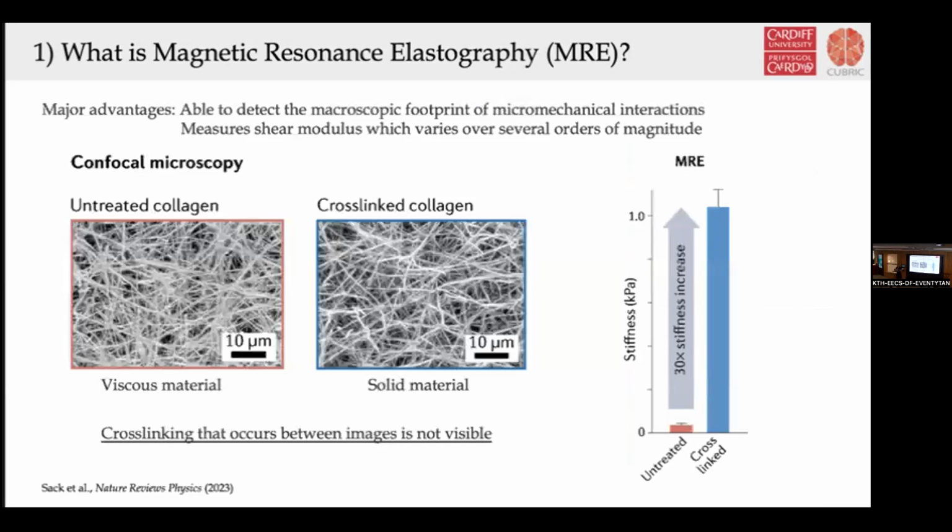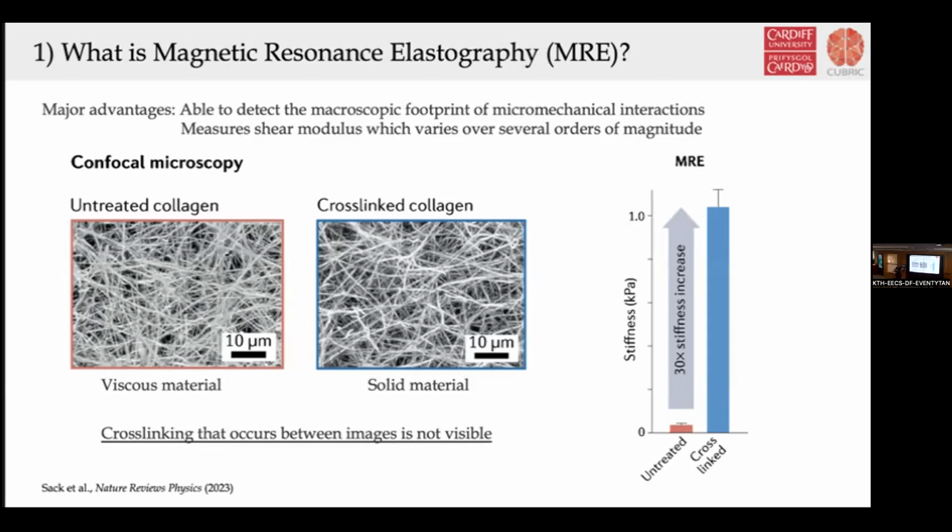Right. So the main advantage of MRE is how it measures the shear modulus, which varies over several orders of magnitude, from zero in blood to hundreds of megapascals in ligaments and tendons. The main idea is that it's a technique sensitive to tissue microstructure, capable of detecting the macroscopic footprint of these micromechanical interactions. So here you can visualize both untreated and cross-linked collagen using microscopy.